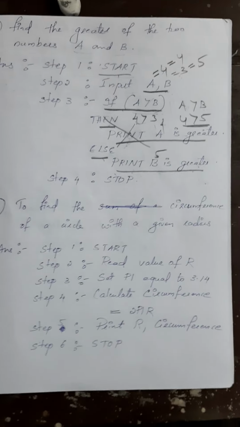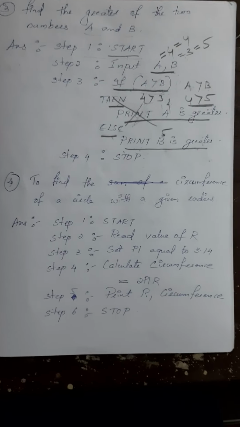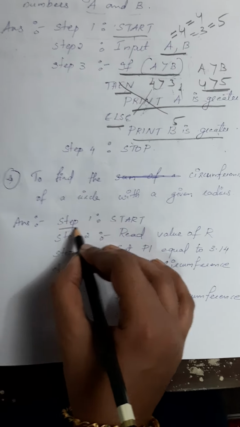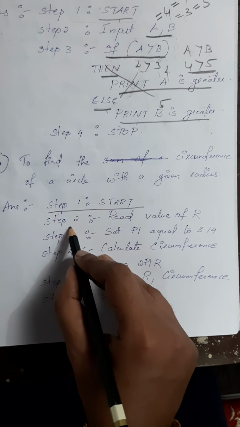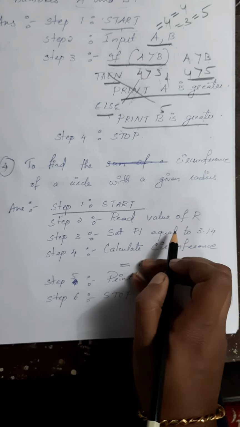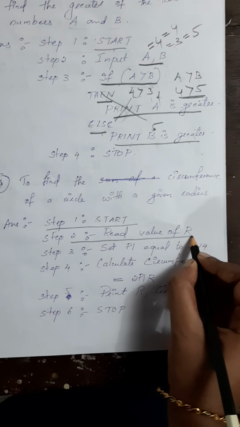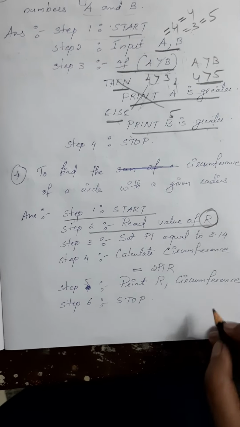Coming on to the next algorithm, that is the fourth algorithm. We have to find the circumference of a circle with a given radius. So as usual, your algorithm starts with step number 1, that is start. In the second step, you have to input the values. For finding the circumference of a circle, we need a radius. So in the second step, I am inputting the value radius. Instead of radius, I am using the letter R.